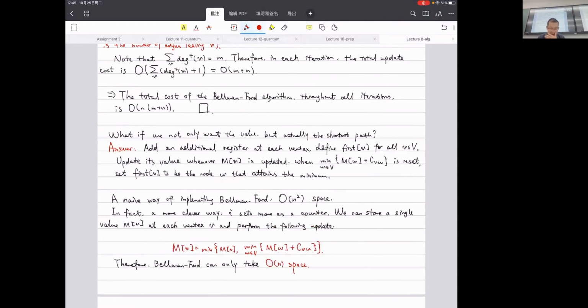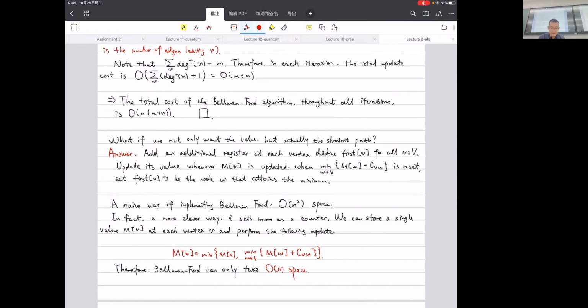Also, combined with the discussion above, based on this observation we can still recover the shortest path by maintaining another array called first. This gives another overhead of space complexity O(n), but nevertheless O(n) plus O(n) is still O(n). So in general, the space complexity for the Bellman-Ford algorithm, even if you want to recover the shortest path, is still O(n).